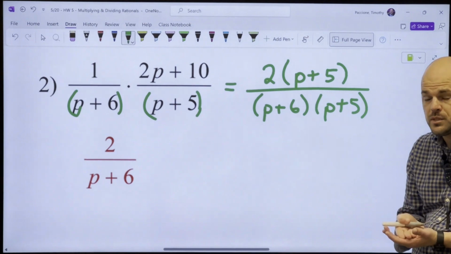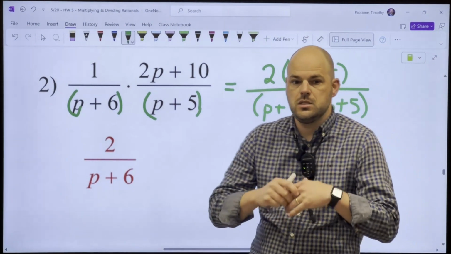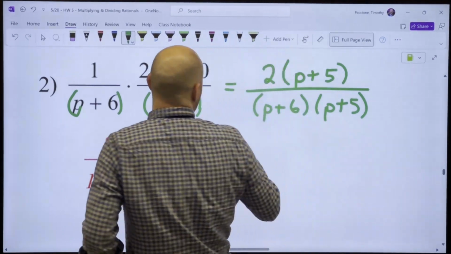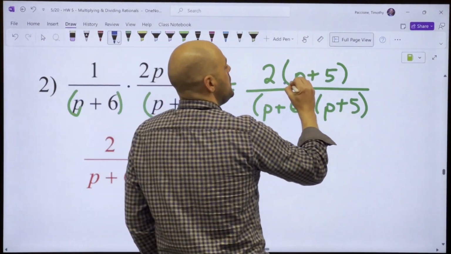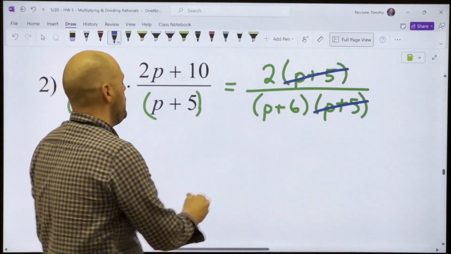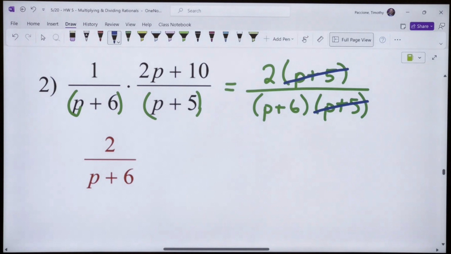Now with groups, the only way to cancel a group is to cancel the entire group. So I can't cancel it unless I see an exact copy of the whole group, and I do. This and this are exactly the same. So I can cancel the whole group, and I end up with 2 over p plus 6. Okay? That's your general concept.